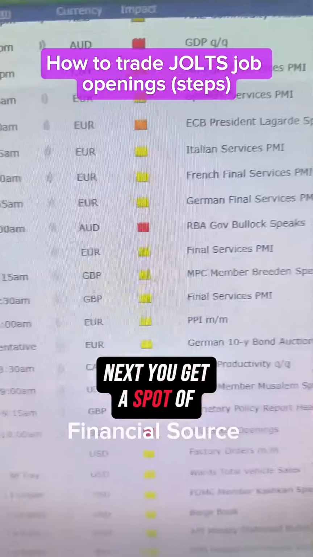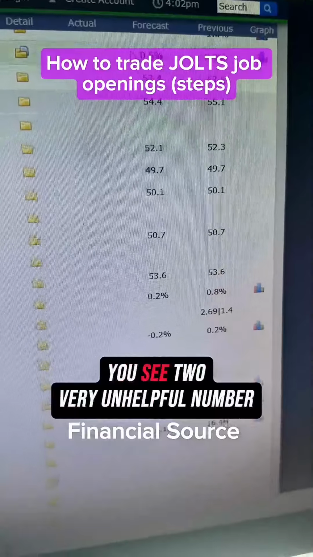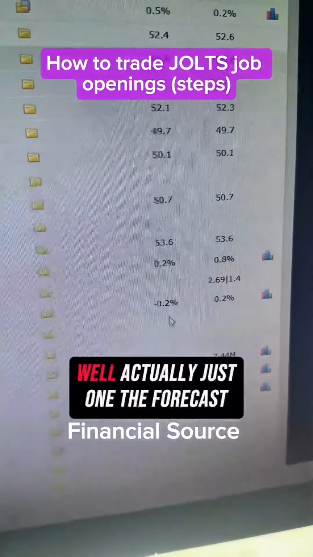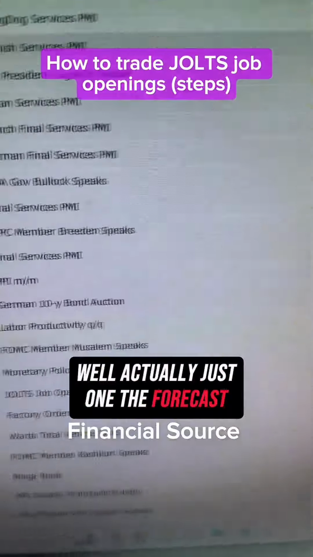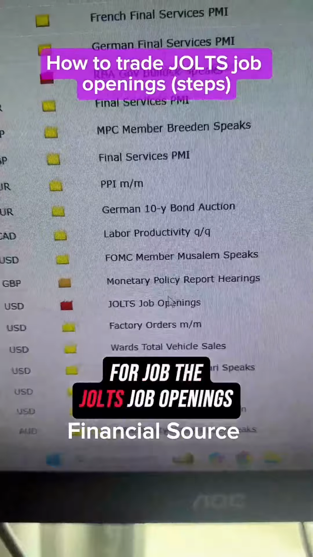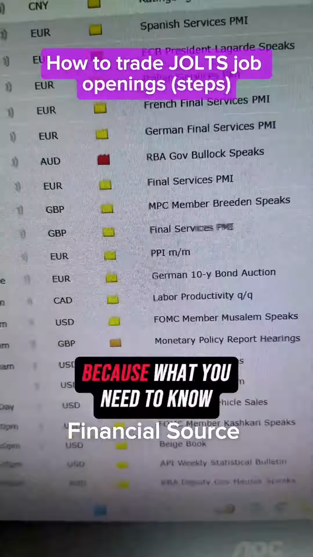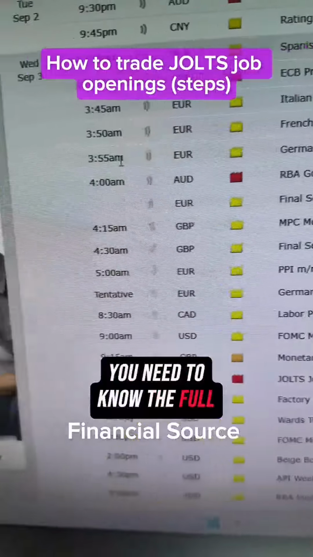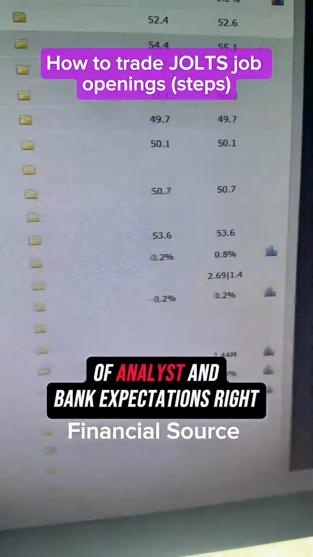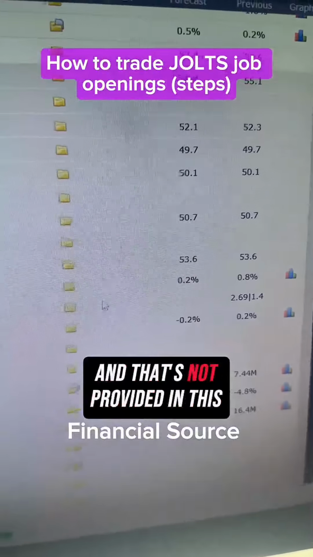Okay, next you've got to spot a surprise. So we go over to Forex Factory, and you see two very unhelpful numbers, well actually just one, the forecast number for the JOLTS job openings. But here's the problem. This number doesn't actually help you, because what you need to know is the full range of analyst and bank expectations, and that's not provided in this calendar.